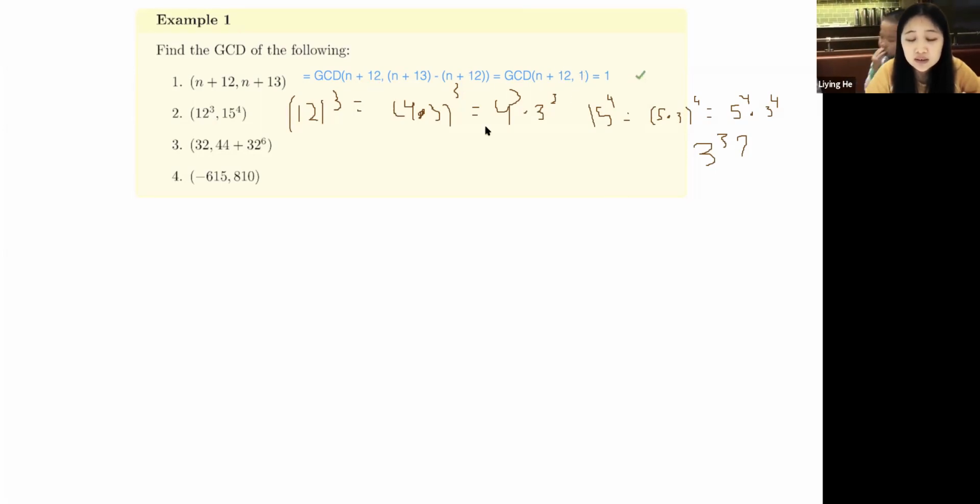Number 2, so 12 to the power of 3 equals 4 times 3 to the power of 3, which equals 4 to the 3 times 3 to the 3. And then 15 to the power of 4 equals 5 times 3 to the power of 4, which equals 5 to the 4 times 3 to the 4. So the GCD is 3 to the power of 3. Is that your answer?